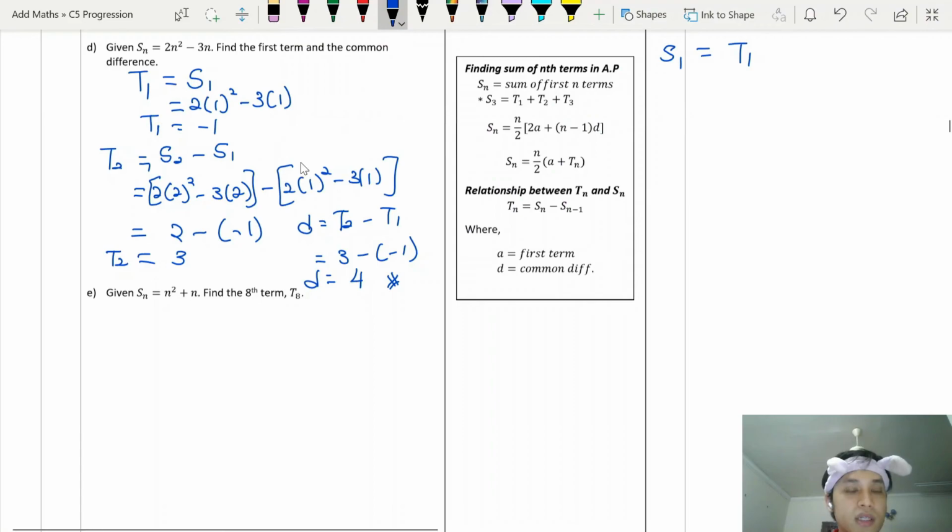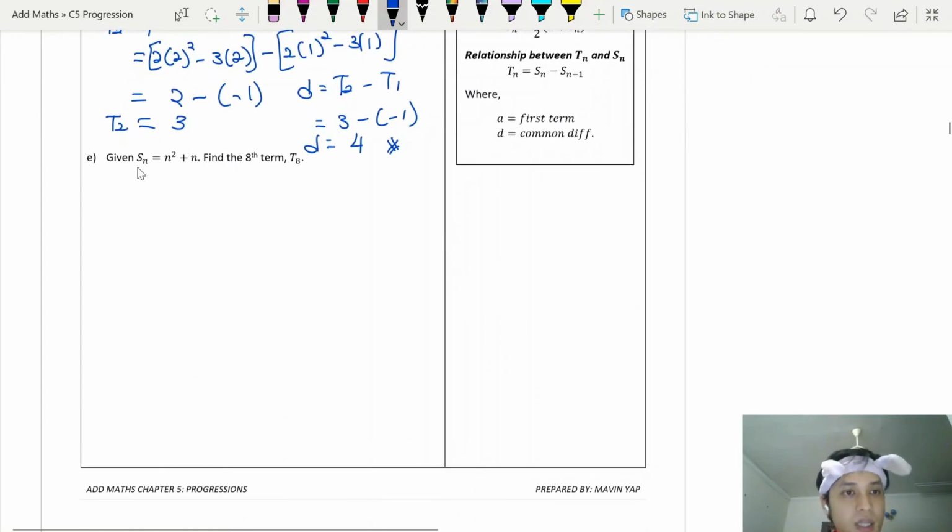So that is for this type of question. If they give you the Sn and ask you to find the first term and the common difference, remember the important relationship here: T1 will always equal S1. Your first term will always equal your S1, so you just substitute 1 here.